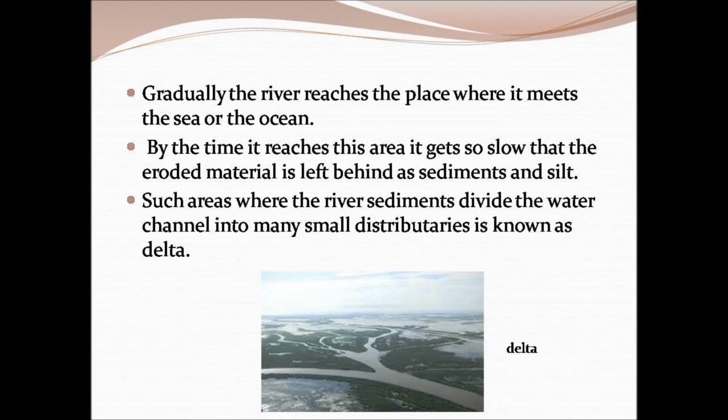Before the river reaches the ocean, it splits itself into smaller streams or smaller rivers, and these are known as the distributaries. Such areas where the river sediments divide the water channel into small distributaries is known as delta. So, therefore, this delta region is very fertile due to the sediments deposited by the rivers.